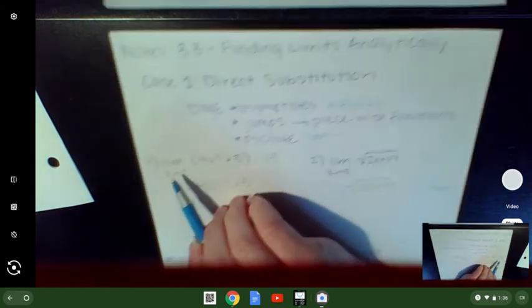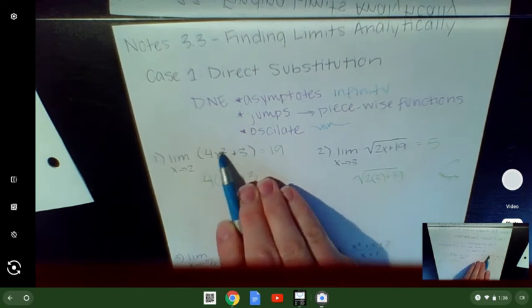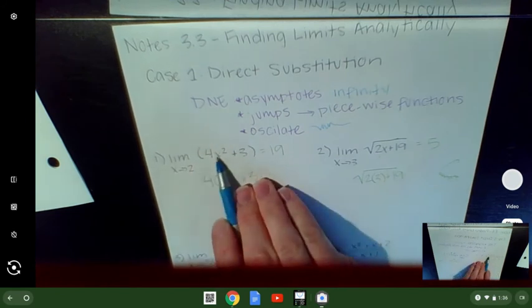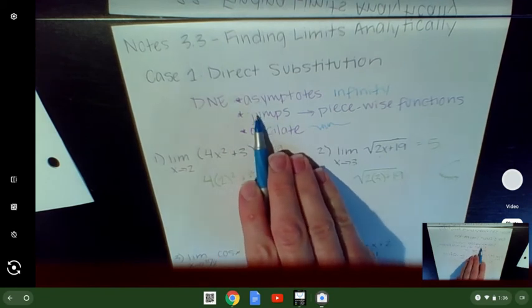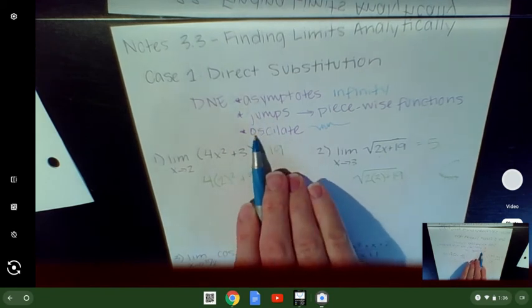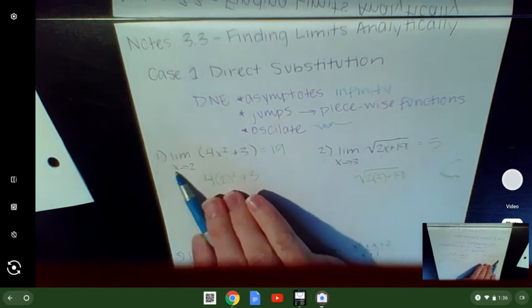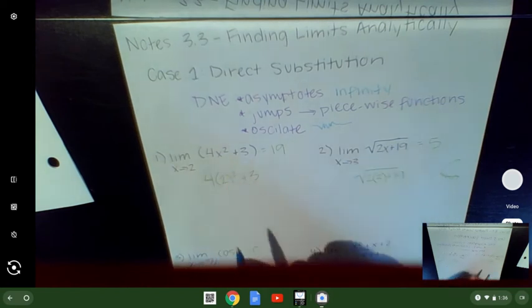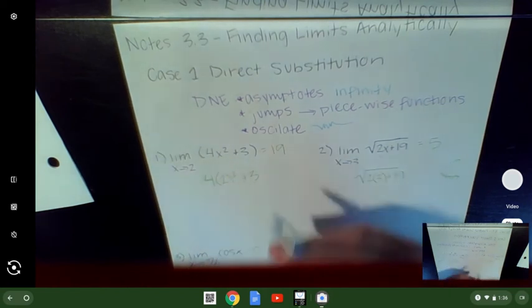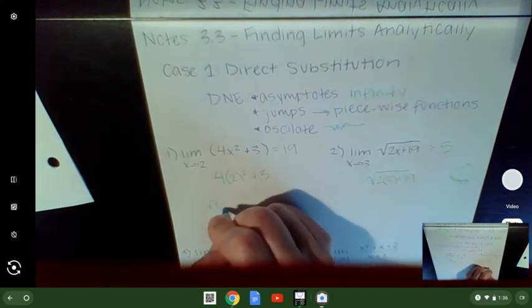So here we go. First example, just knowing what we know about functions, this is a parabola, it's a quadratic function, we have an x squared. In a quadratic function, we never have asymptotes, we never have jumps, we never have this freakout situation. So direct substitution should be no issue. We want the limit as we approach 2. So I plug in 2 and I find out, hey, my limit is equal to 19. Now, in this particular case, it also means that f of 2 is 19.